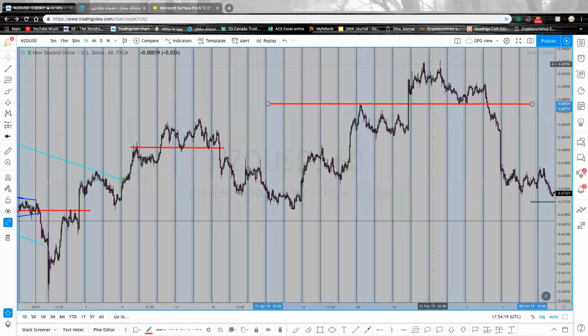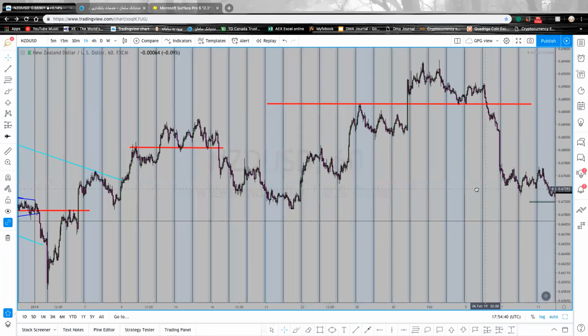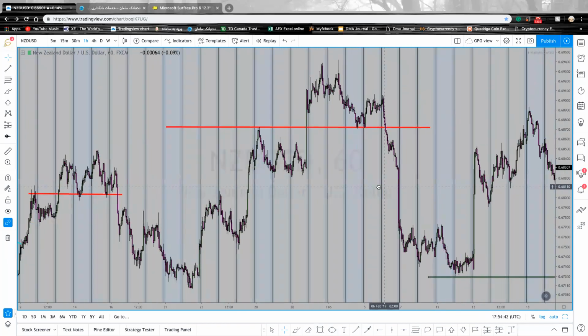Resistance becomes support. I'm not even drawing a trend line for you. I'm just moving this guy over and over. Resistance becomes support, creating liquidity down here because everybody has their stop losses here, has their stop losses here, has their stop losses here, and guess what? Liquidity is what moves the market, so they come to grab it.